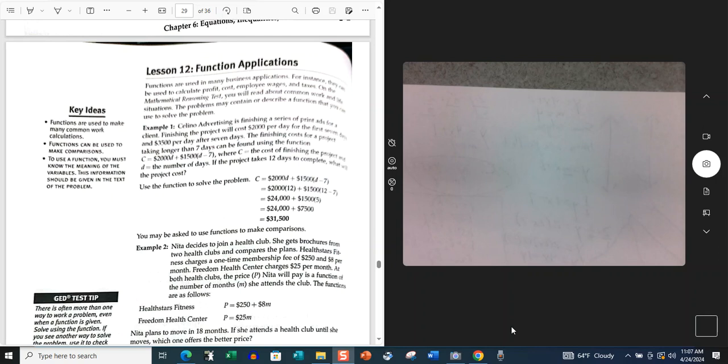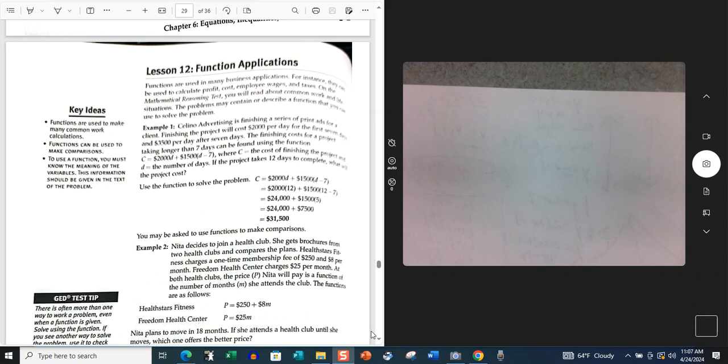It says Nita decides to join a health club. She gets brochures from 2 health clubs and compares the plans. Health Stars Fitness charges a one-time membership fee of $250 and $8 per month. Freedom Health Center charges $25 per month. At both health clubs, the price P Nita will pay is a function of the number of months she attends the club. The functions are as follows.